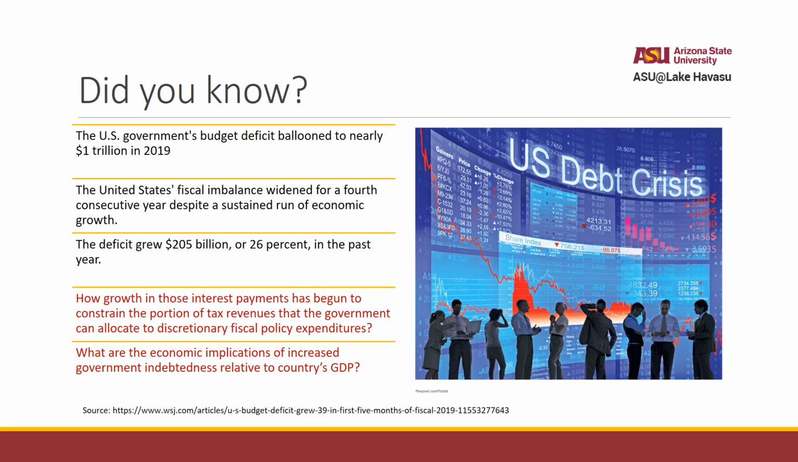Now think of these two questions. How has growth in those interest payments begun to constrain the portion of tax revenues that the government can allocate to discretionary fiscal policy expenditures? What are the economic implications of increased government indebtedness relative to the country's GDP?